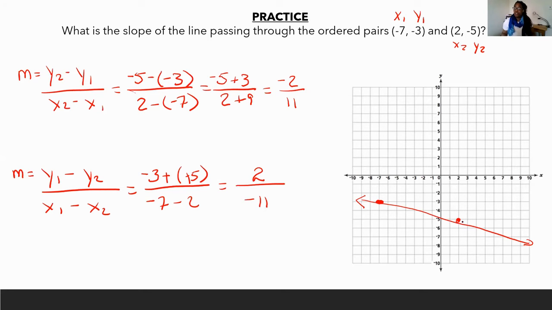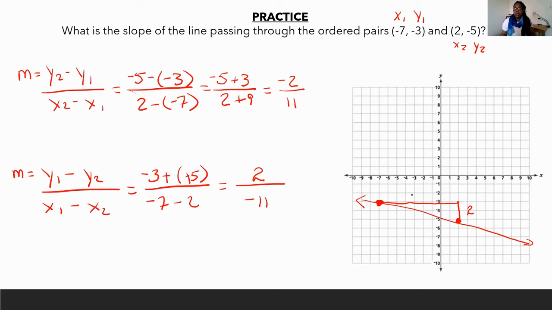So if I wanted to graph, let me prove it, I'm going to start with this bottom point down here at 2, -5, and I'm going to go up to -7, -3. So I'm going to go up 1, 2, so that's a +2. And then I'm going to go over 1, 2, 3, 4, 5, 6, 7, 8, 9, 10, 11, right?